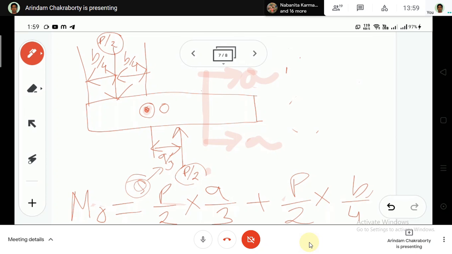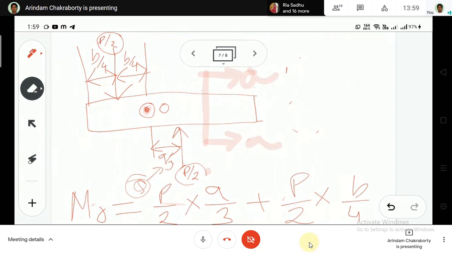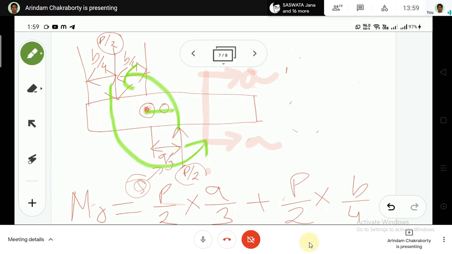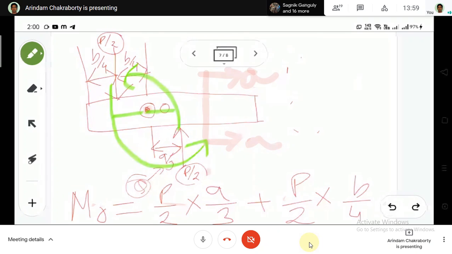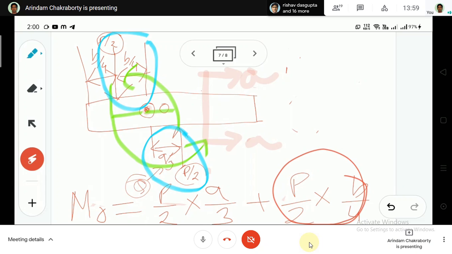Now here a question can come, sir, how can you write this in a single stroke? Is there any logic behind it? Yes, let me show the logic. This load is going anti-clockwise compared to this point. Similarly, this load is also going anti-clockwise compared to this point. That's why I have written A by 3 into P by 2, as you can see over here. Similarly, you can also see P by 2 into B by 4, as you can see over here. Is it clear?